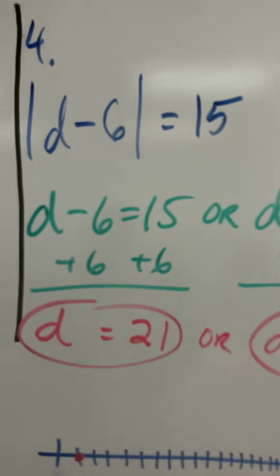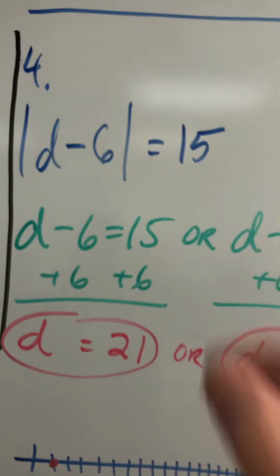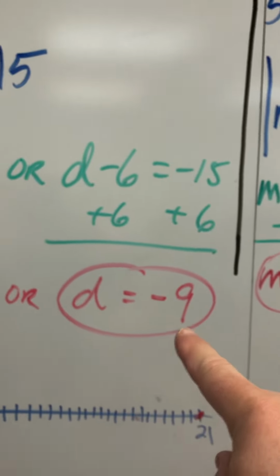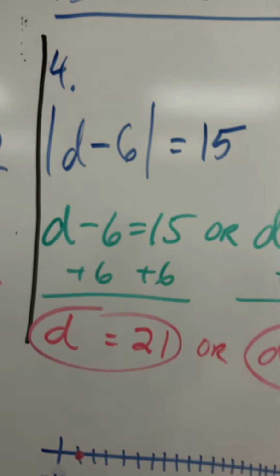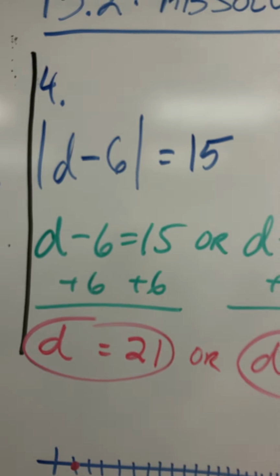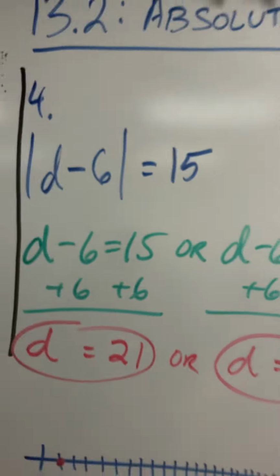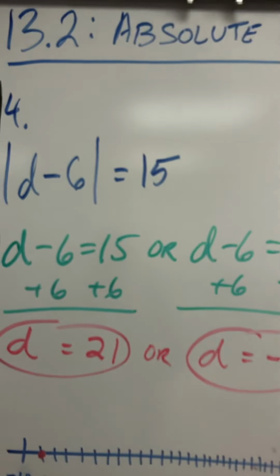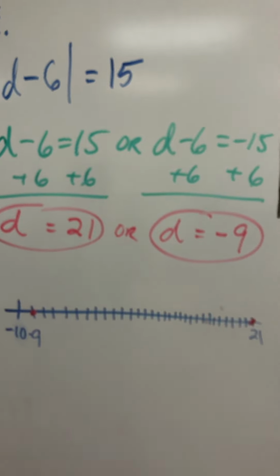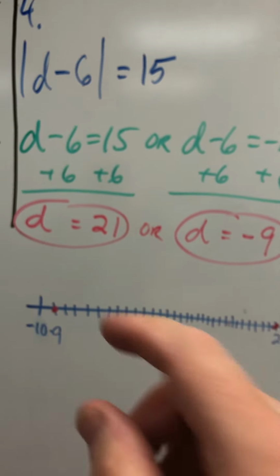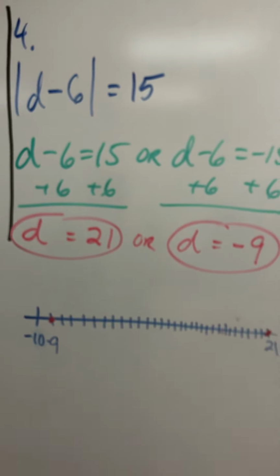Does that make sense? Because if you put 21 in for d, 21 minus 6 is 15. If you put -9 in for d, -9 minus 6 is -15, and the absolute value of -15 is +15. So that's why you get two answers. And for those of you doing my IXL assignment today, you're going to have to plot the 2 points on a number line. So for example, you'll plot -9 and 21. Okay?